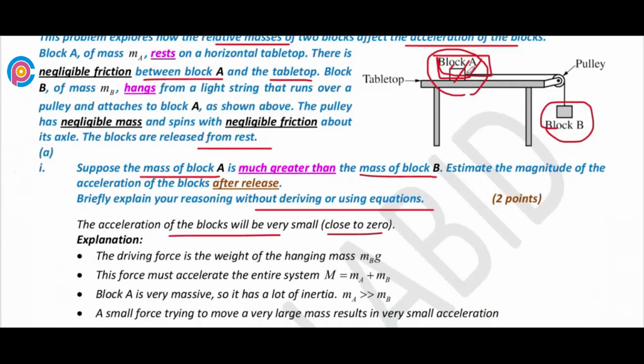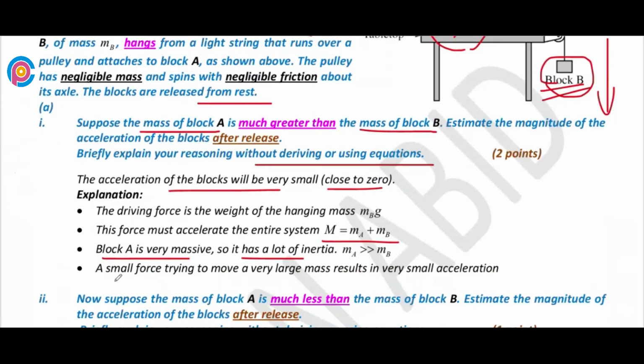The reason is that the driving force, the pulling force, is the weight of block B, m_B g. So m_B g has to pull the whole system, and that whole system carries both masses mA and mB. Because block A is very massive, it has a lot of inertia, so mA is much greater than mB. A very tiny force acting on a very large mass results in a very small acceleration. That's the reason the acceleration is close to zero, or a very small value.